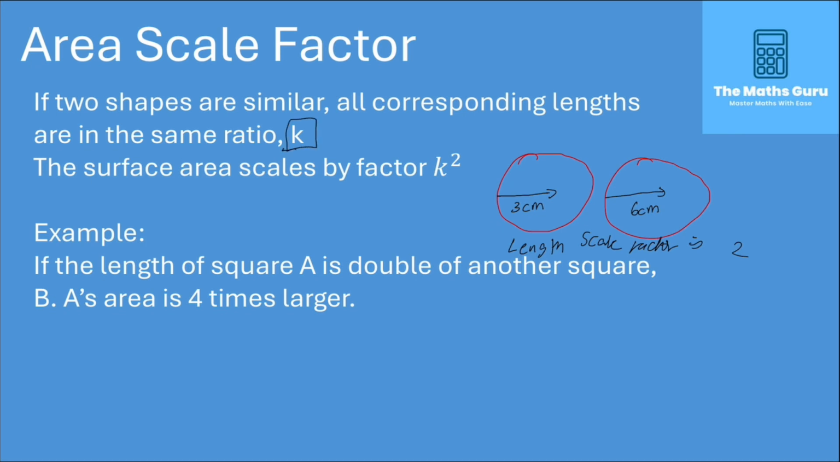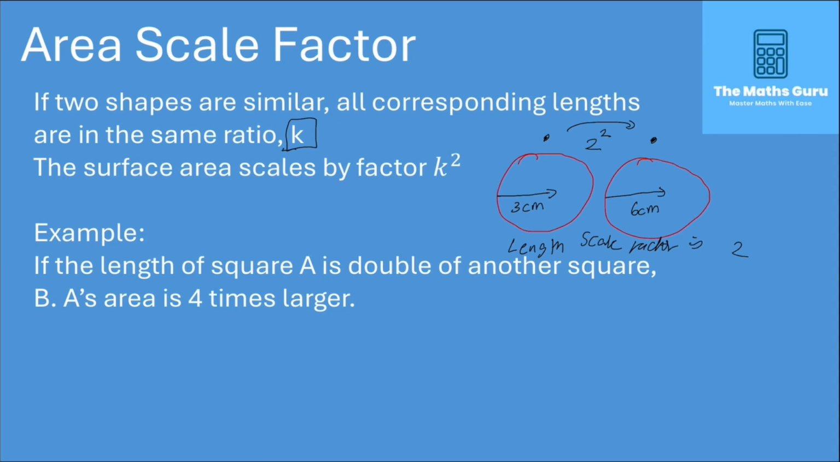When we're looking at the surface area or the area of the smaller shape compared to the larger shape, we notice that it scales by a factor of k squared. So in this case, it will scale by k, which is 2, squared. So it will scale by a factor of 4.